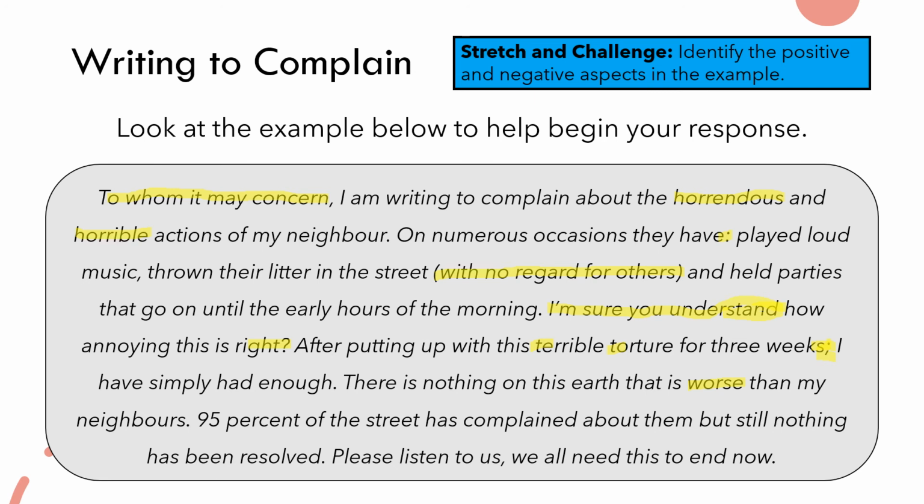We also have a statistic here where we say 95% of the street has complained about them, but still nothing has been resolved. And you've got quite a nice pleasant tone at the end there, so they're not letting anger get to us, but they say, please listen to us, we all need this to end now. And the fact that we've used words like we and all shows that collectively everyone else in the street is really fed up of these neighbours as well.